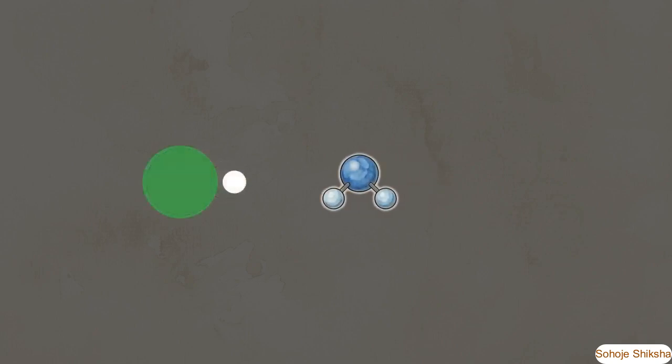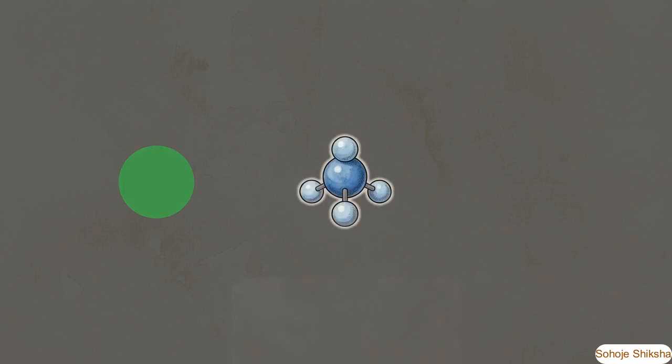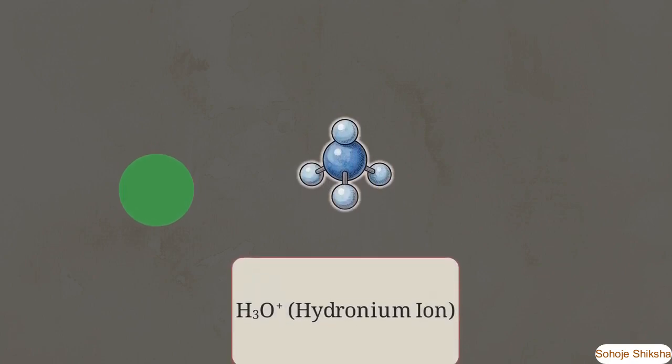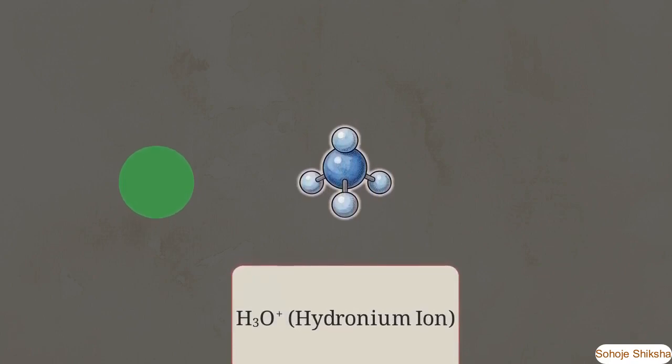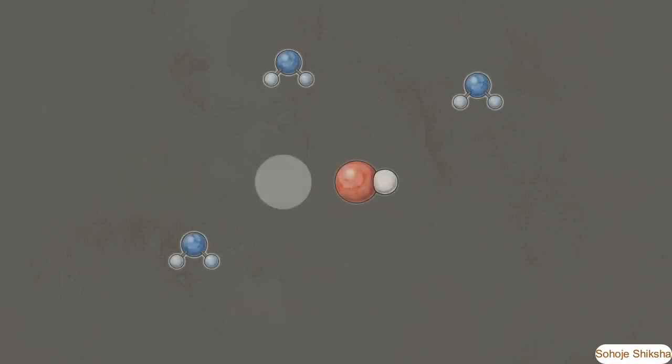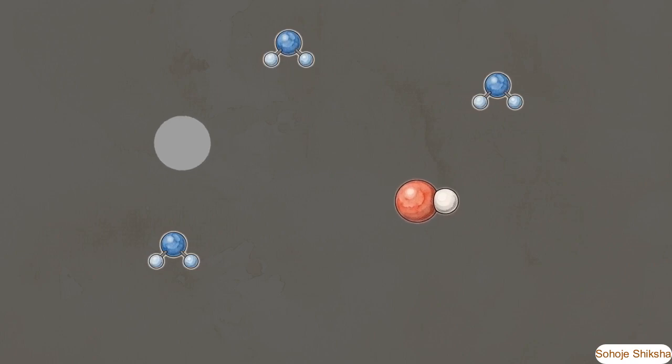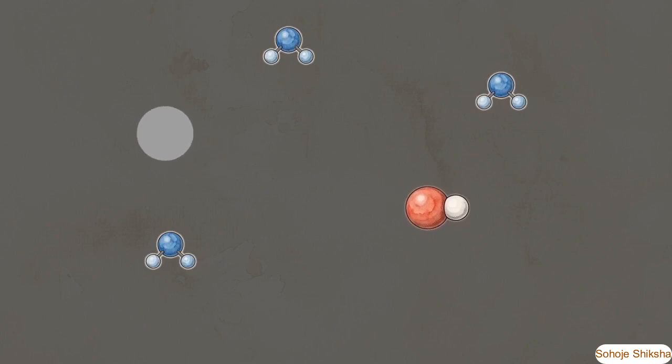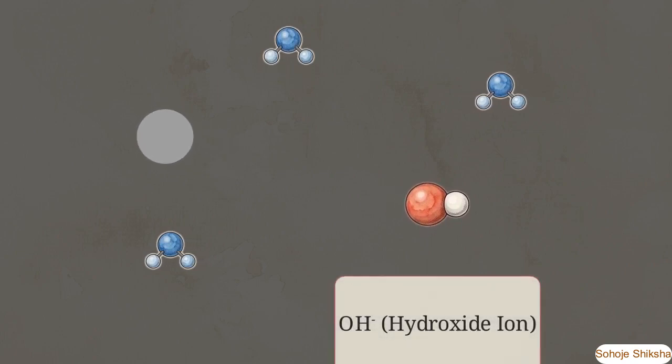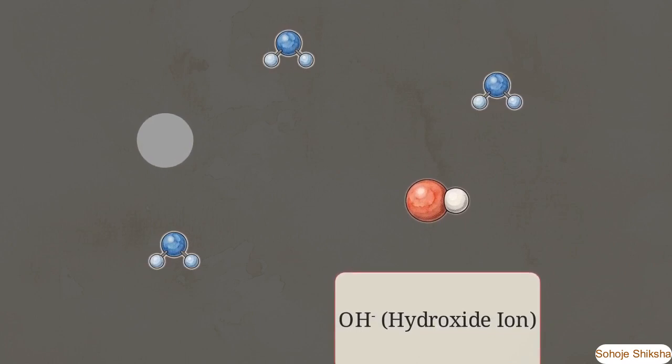The water molecule chemically strips a hydrogen proton away from the acid molecule. This creates a newly charged structure, the hydronium ion, or H3O+. Watch as the model shifts to a base. The basic compound dissolves, but instead of forming hydronium, it releases a distinct hydroxide ion, OH-, into the surrounding water.